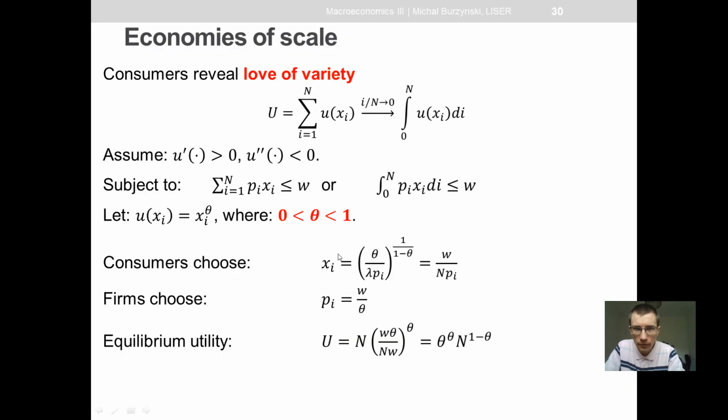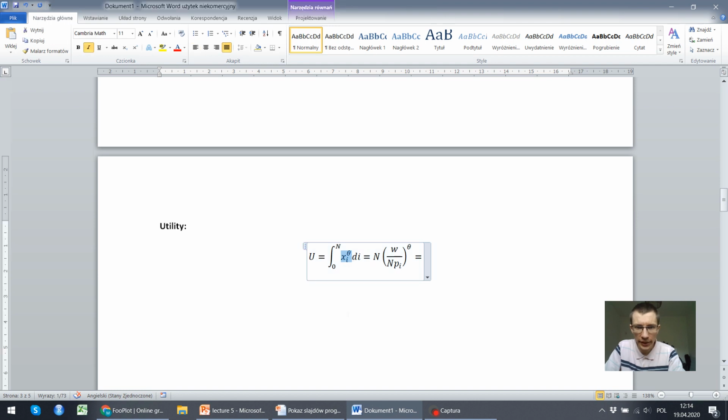I already put the utility function, which is this. And we can compute the utility function in the case of symmetric varieties, so it's something like this. Instead of the integral, we just take n times the number of all the varieties, all right? We substitute for our xi, which we computed in one of the stages above.